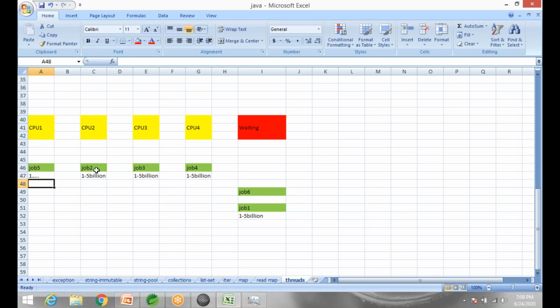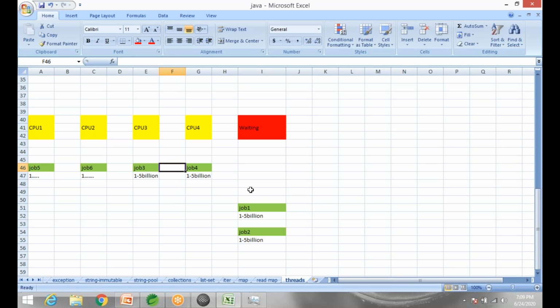At the same time, CPU 2 will think, I have given enough time for job 2, let me take over the other job in the queue. So now you put this job back in the line and pick job 6. CPU 2 will now help job 6 count to 10 billion.